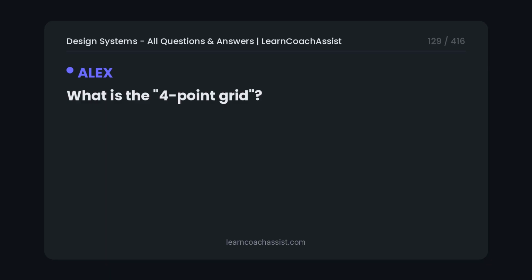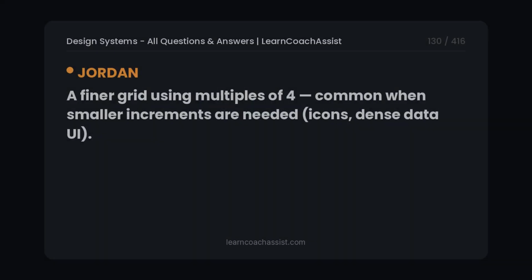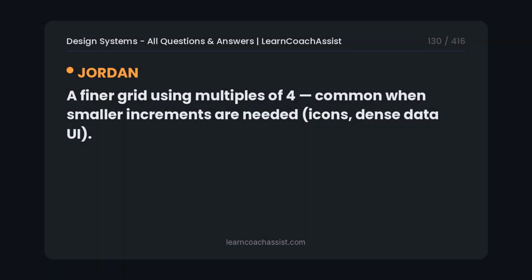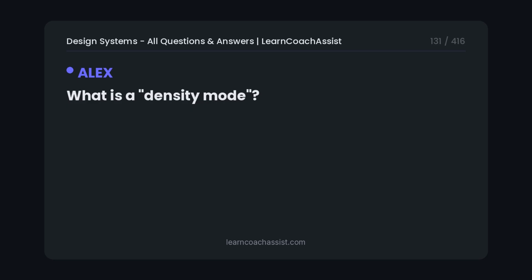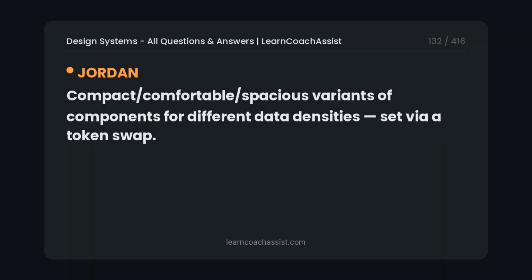What is the 4-point grid? A finer grid using multiples of 4, common when smaller increments are needed, icons, dense data UI. What is a density mode? Compact, comfortable, spacious variants of components for different data densities, set via a token swap.